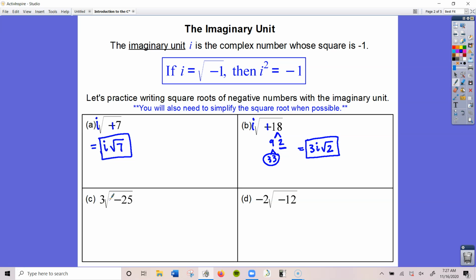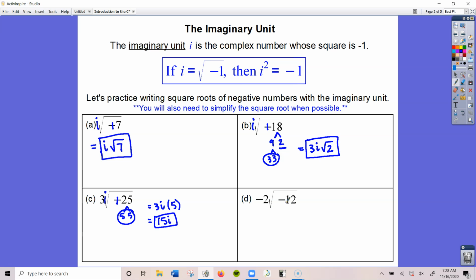Over here, we have 3 times the square root of -25. Now again, I can make this positive and bring out i. 25 is 5 and 5. So that means that there are no other numbers, so we can completely get rid of the square root. So we have this 3i on the outside, and the square root of 25 is 5. So what I have to do now is multiply. 3i times 5 is 15i.